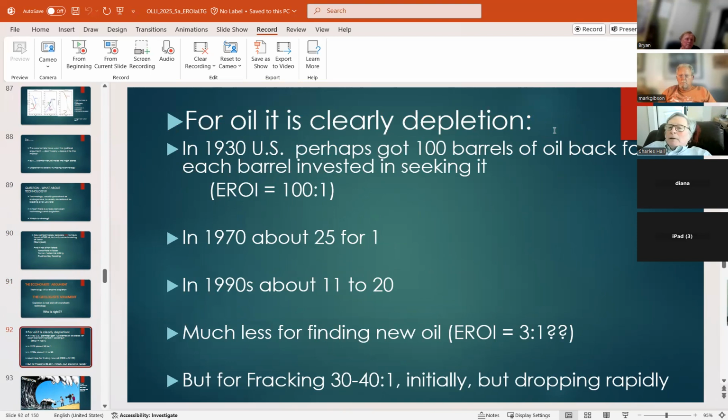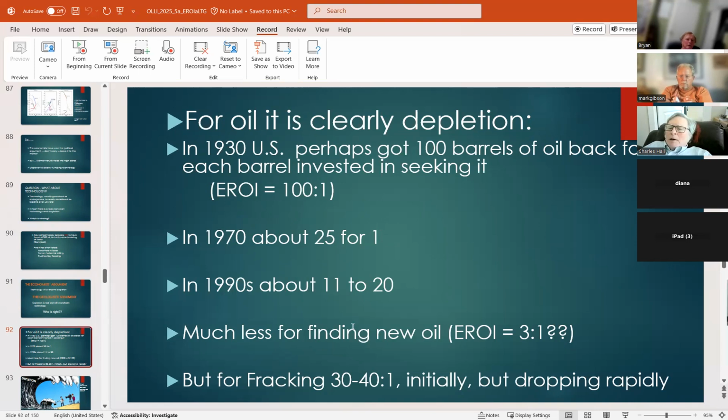And for oil, it seems to be depletion. In 1970, we got about 25 for 1 EROI: 25 units of energy returned from oil and gas for 1 invested in looking for it. In the 1990s, we got about 11 to 20 to 1.